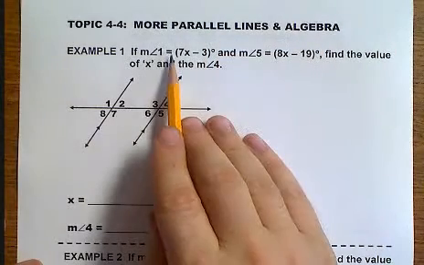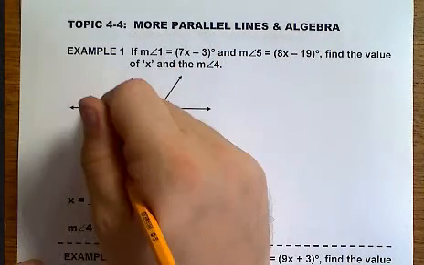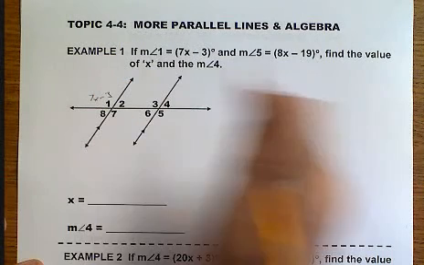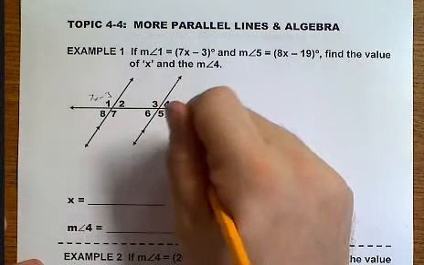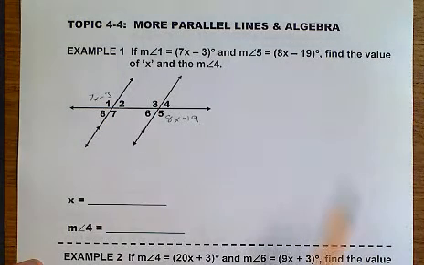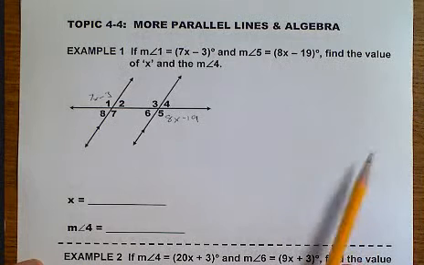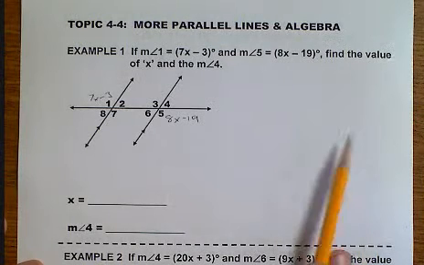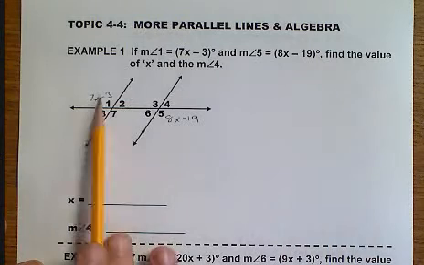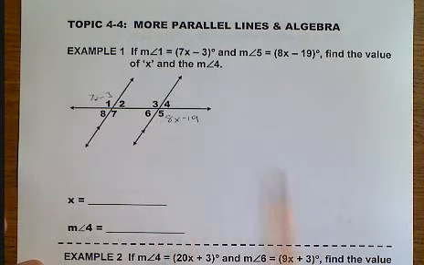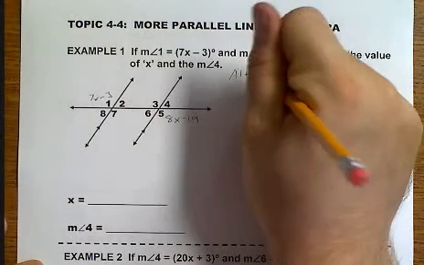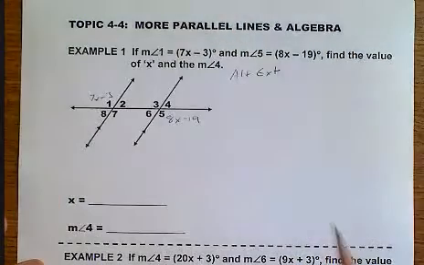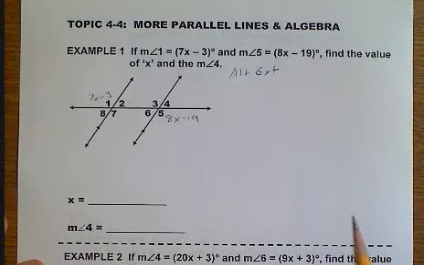It says the measure of angle 1 is 7x minus 3. The measure of angle 5 is 8x minus 19. We want to find the value of x and the measure of angle 4. Now hopefully by now you can look at this and go, 1 and 5 are alternate exterior angles. But even if you can't, the main thing you want to know is, are they congruent or are they supplementary?